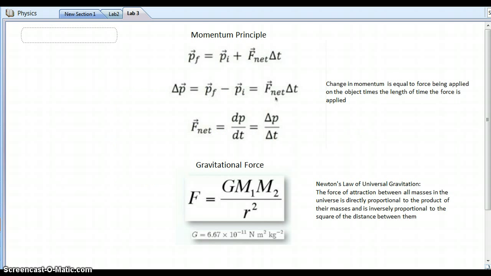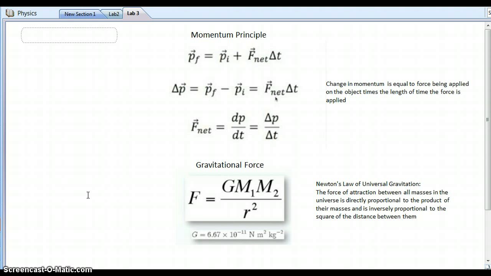The two main principles that are applicable to this lab are the momentum principle and Newton's law of universal gravitation. The momentum principle states that the change in momentum is equal to the net force acting on an object times the duration of the interaction. The momentum principle breaks down change in momentum into a parallel component and a perpendicular component.